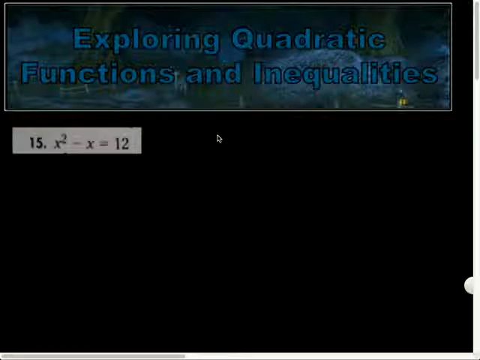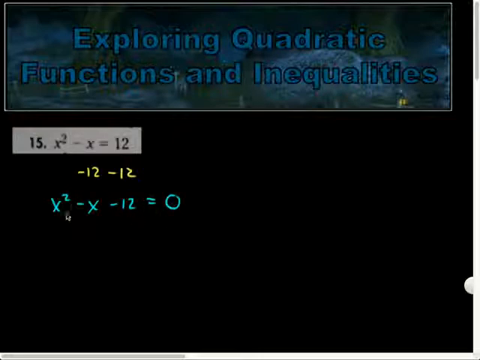We were on page 344, and for this particular problem, 15, the first thing we've got to do is set it equal to 0. You don't want to factor anything until it's equal to 0. Bam.